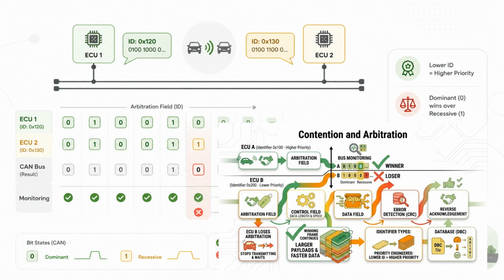The winning message continues normally. This is called non-destructive arbitration, because the winning frame does not need to be retransmitted simply because contention occurred. In normal CAN arbitration, a lower numerical identifier has higher priority because dominant bits win earlier in the arbitration field. This allows important messages to receive predictable access to the bus. But priority design must be engineered carefully. Giving too many messages very high priority can delay lower priority traffic.